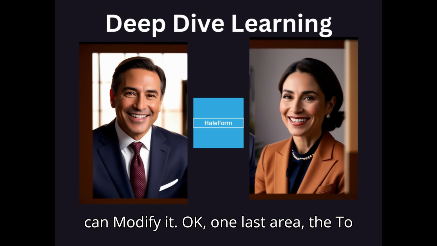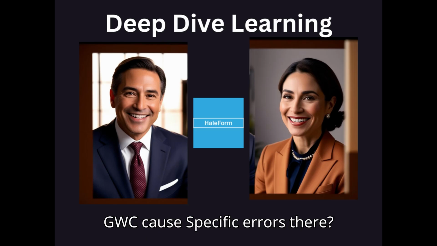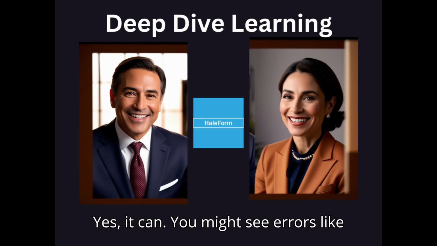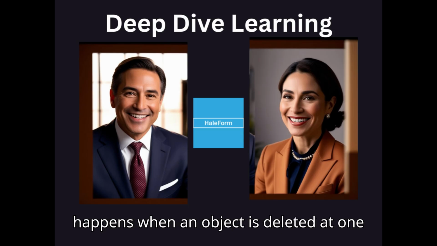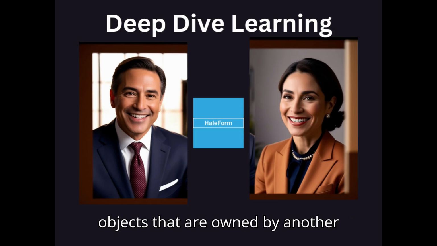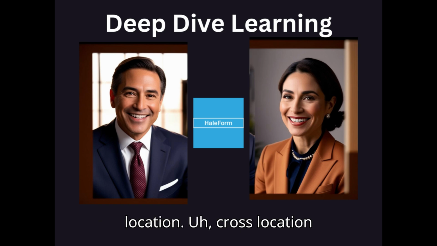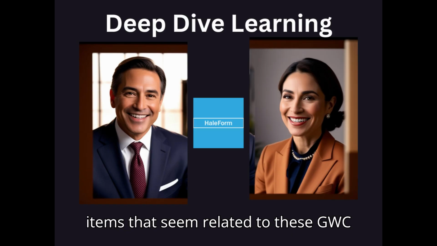Okay, one last area, the to-do list in Smart 3D. Can GWC cause specific errors there? Yes, it can. You might see errors like delete connections popping up. This often happens when an object is deleted at one location, but it had connections to objects that are owned by another location. Cross-location dependencies. Right. Or users might find they just can't resolve certain to-do items that seem related to these GWC operations.